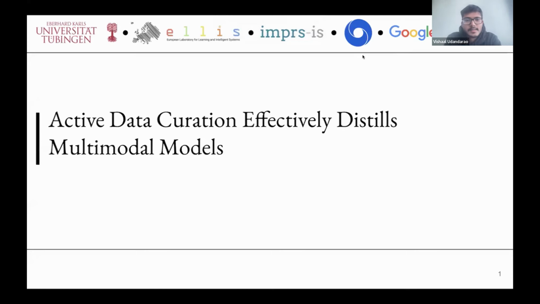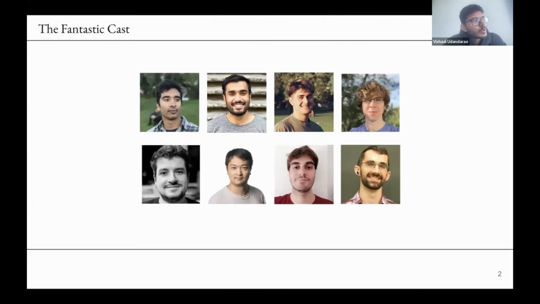I'm happy to be back once again to talk about a recent CVPR paper of ours. This was work I had done during my internship last summer. It's called Active Data Curation Effectively Distills Multimodal Models. And as I said, this was work done during my internship with some amazing hosts, both at Google in Zurich as well as DeepMind in London.